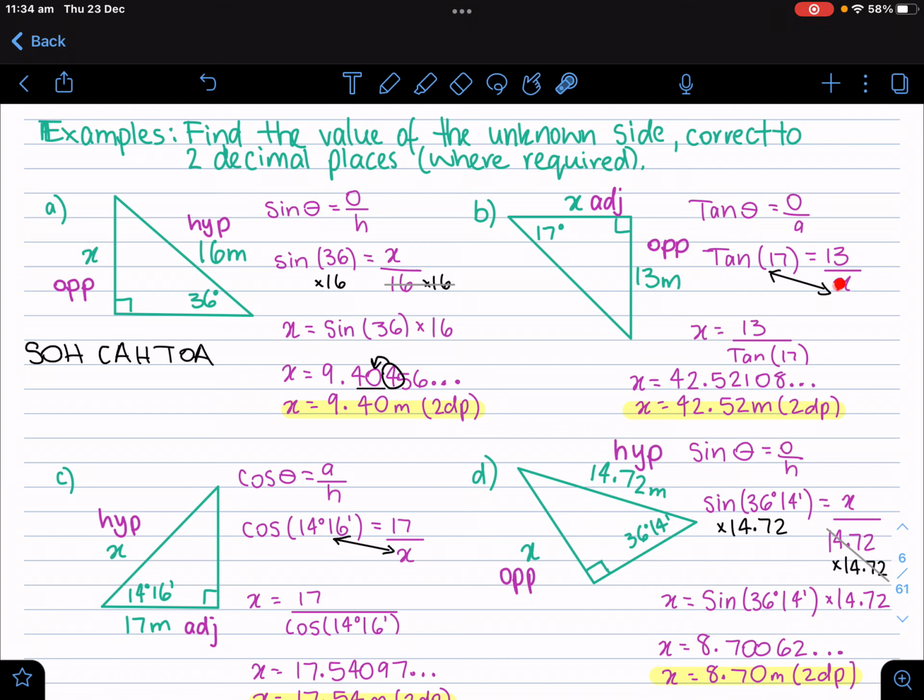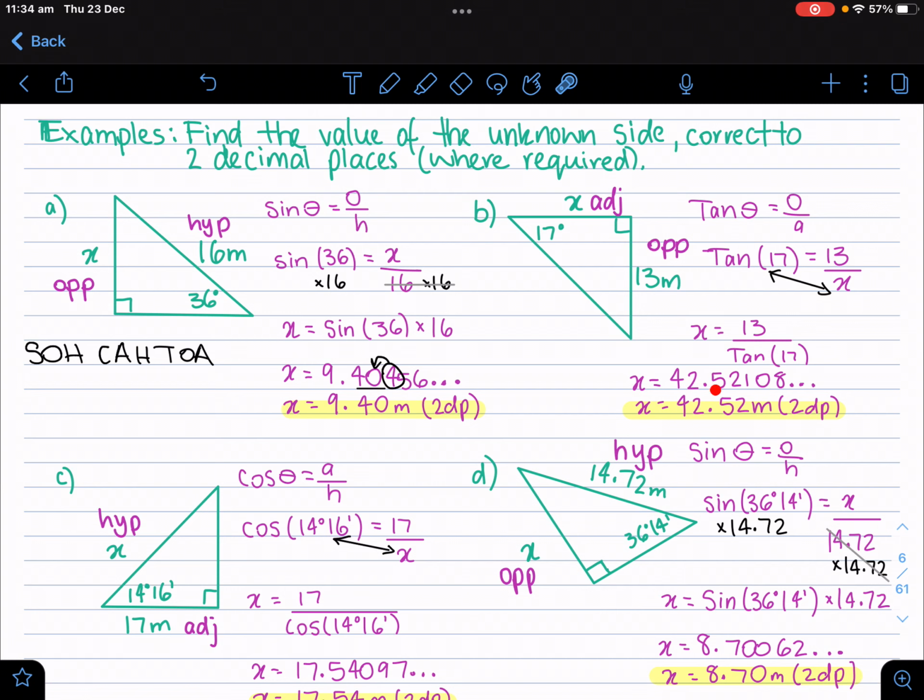So here, I'm going to swap the x with tan 17, and you'll see I've done that there. The x is on that side now, and tan 17 is underneath the fraction. So when I type this into the calculator, 13 over tan 17, I get my answer. But again, it's not a terminating decimal. It's not a decimal that stops. It keeps going. And the question asks me to round off to 2 decimal places.